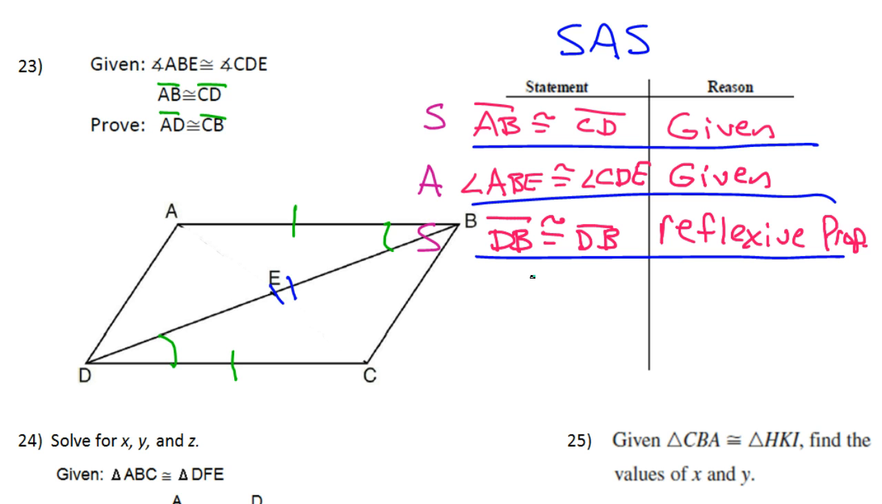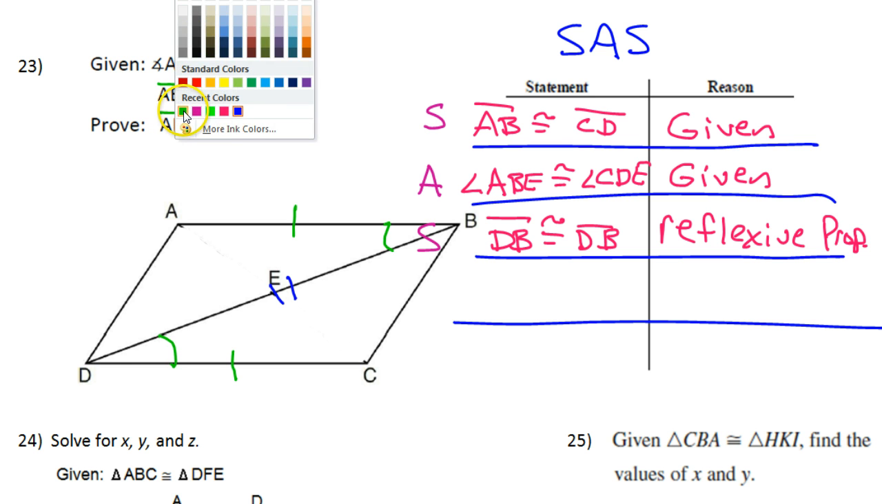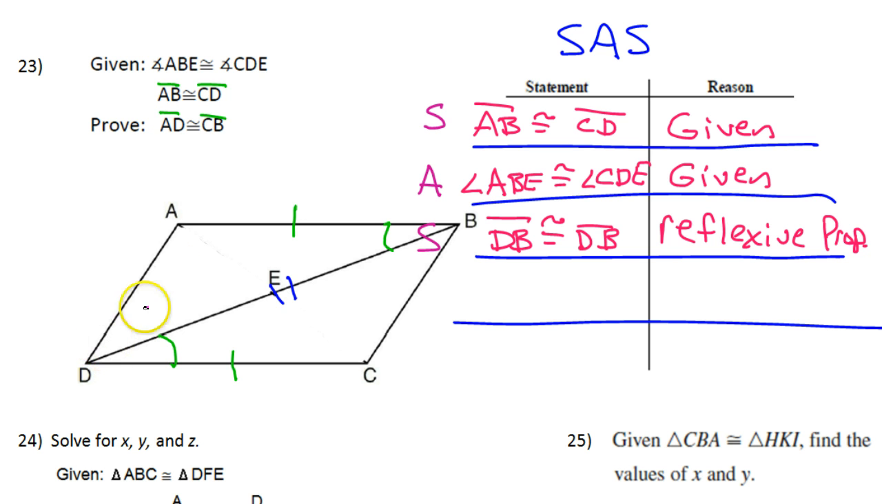Okay, now once we've said and listed our sides, our angles, and our sides, the next thing to do is to say that the triangles are congruent. So now we can go ahead and say triangle DAB is congruent to triangle BCD. Okay, and of course that's the side angle side postulate as we knew.